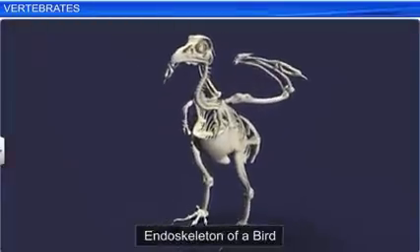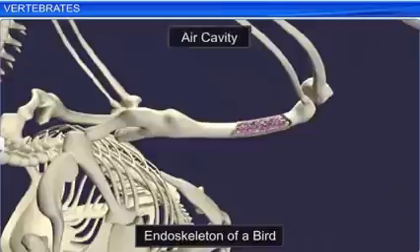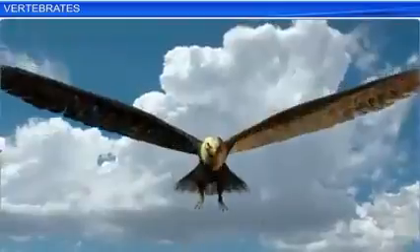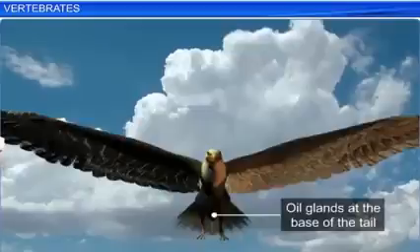These birds have a fully ossified or bony endoskeleton. However, their long bones are hollow due to air cavities. This makes their bodies light and adapted to flying. Moreover, except for oil glands at the base of the tail, they possess no other glands, due to which their skin is dry.